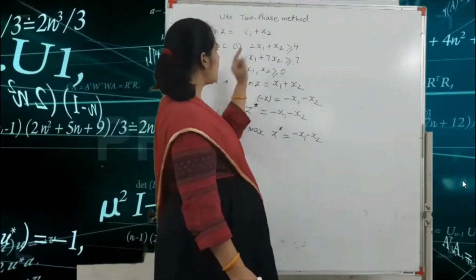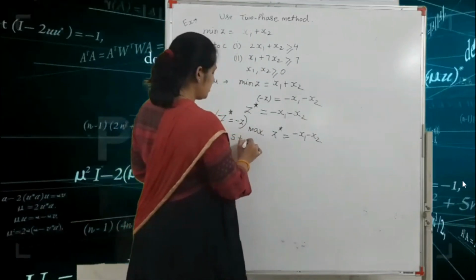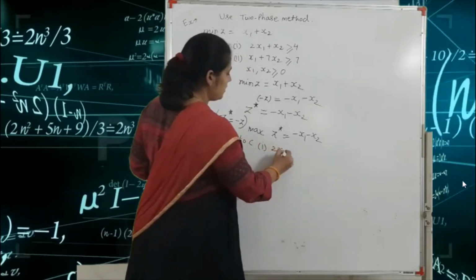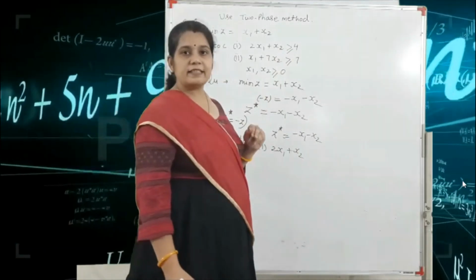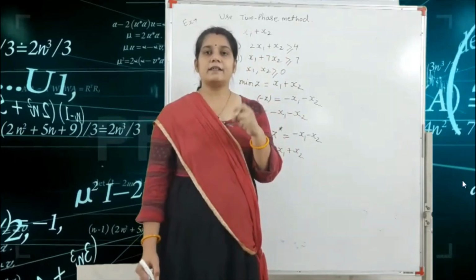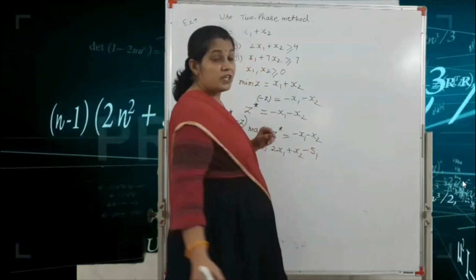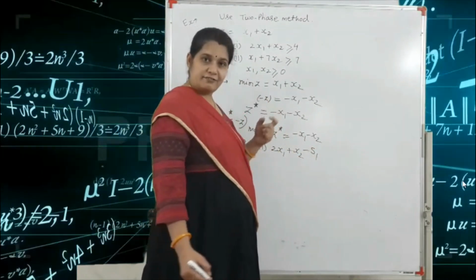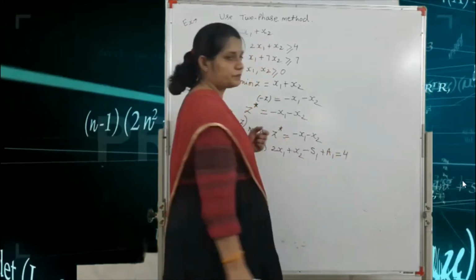Now the subject to constraint equations. The first equation is 2x1 plus x2, where the inequality is greater than or equal to type. So first we convert it into the equal to type by taking a surplus variable, so we write minus s1. Since we take the surplus variable, we also add the artificial variable, so we write plus a1 equal to 4.